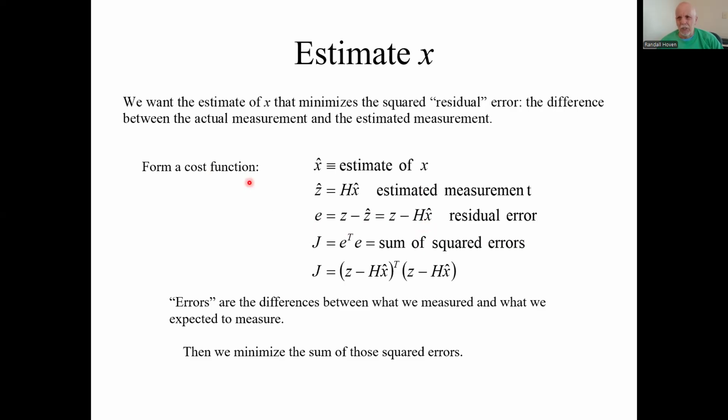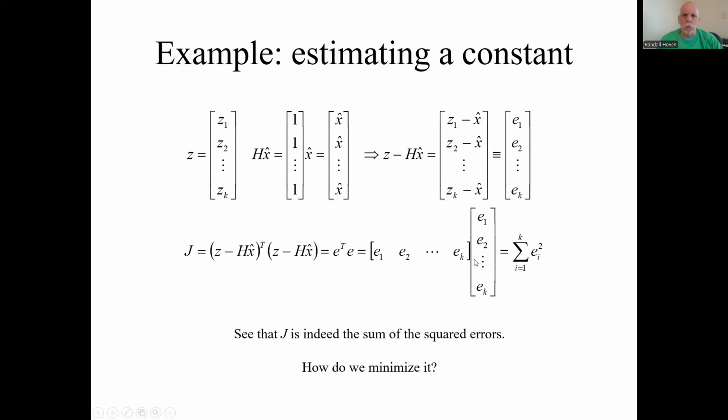A cost function. We're going to need a cost function because we want to minimize errors. So we'll define it this way. It's this vector transposed times itself. I'm going to say that's the sum of the squared errors. I'll show an example of that on the next chart. So here's another way to state what that cost function is. So here we have our cost function. We'll talk about how to minimize that cost function in another chart or so. But let me first show an example that this really is the sum of the squared errors.